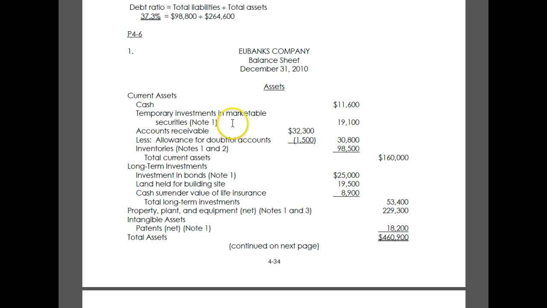Parenthetical notation, many of you have asked about. That's very similar to a footnote or an endnote in a chapter that you're reading or your textbook. You'll notice here's parentheses and it says note 1. And my guess is if I go to note 1 in the notes, I'm going to find more information about that temporary investment. Same thing with the allowance for doubtful accounts. I'll find more information out there, and I bet I'll find a schedule.